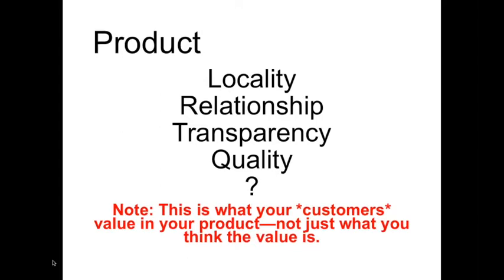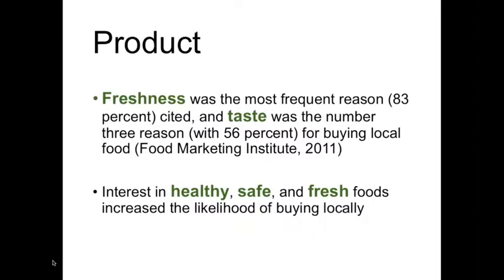So as you're establishing your product identity, it's great to know what you're producing, but it's equally important to understand what your customers value in that product. This is just some generic data from a USDA project that had surveyed a number of local food customers. And you can see the things that they're citing as being important to their purchase choices.